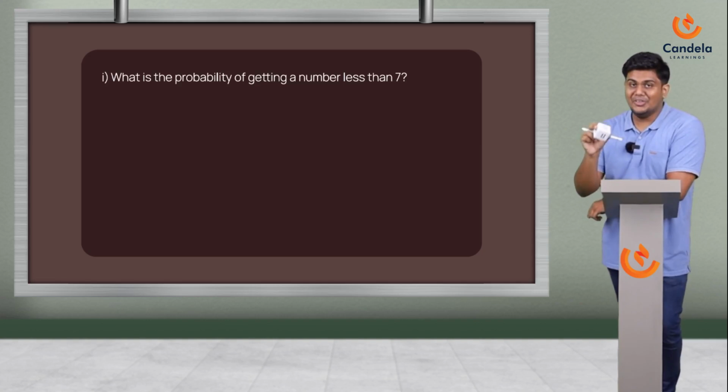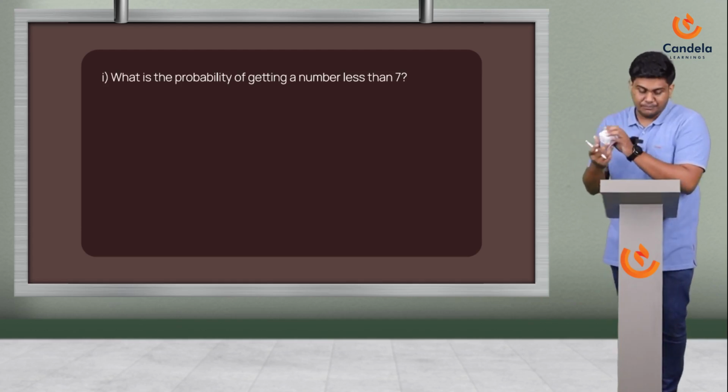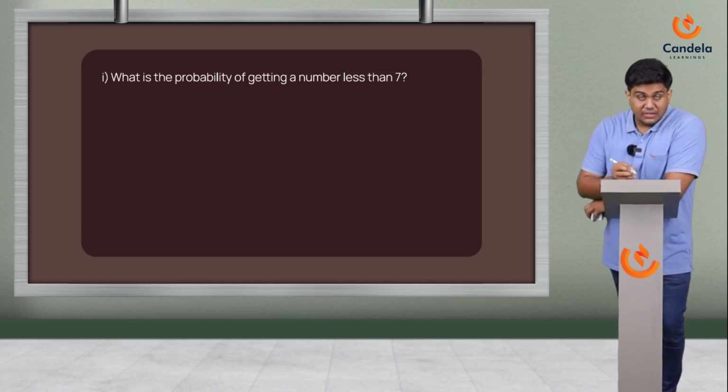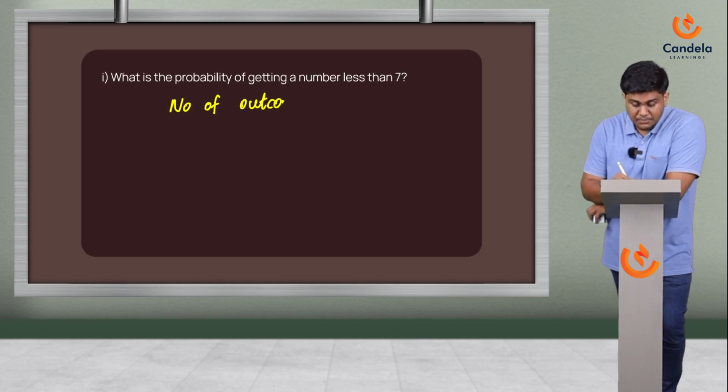Every time you throw a die, the answer will be less than 7, right? Because the maximum number that could come up is 6. So your number of outcomes, the possible outcomes while you're throwing a die, is 6.